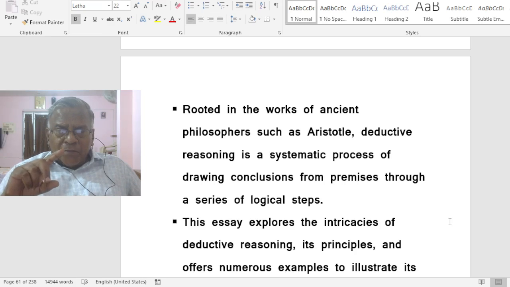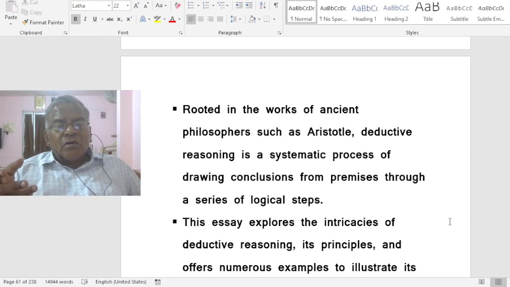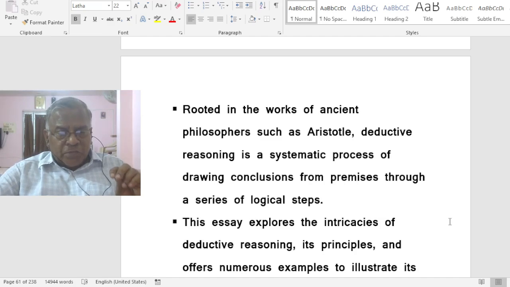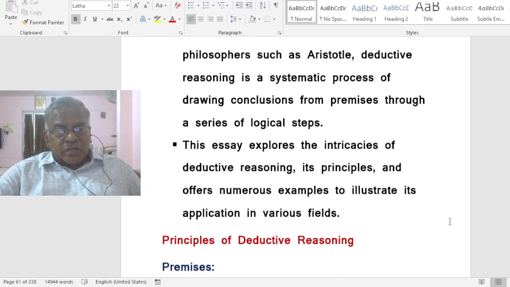All men are mortal. Aristotle is a man. Okay. So, two premises. You are drawing a conclusion from premises through a series of logical steps. All men are mortal. Aristotle is a man. So, Aristotle is what? Aristotle is mortal. So, deductive conclusion. Okay. Deductive reasoning. So, rooted in the works of ancient philosophers such as Aristotle, deductive reasoning is a systematic process of drawing conclusions from premises through a series of logical steps.